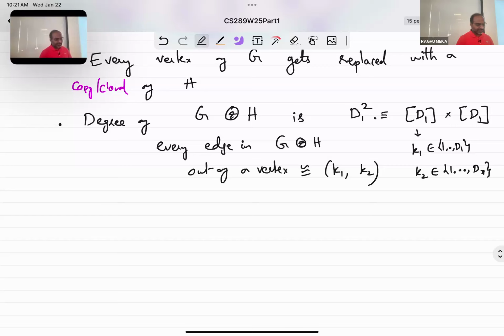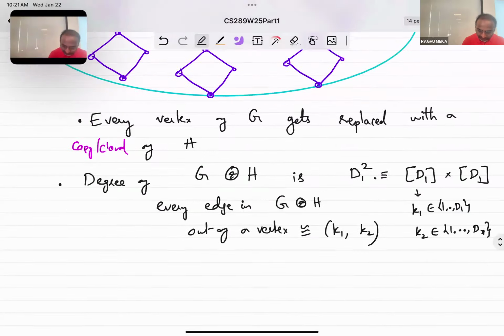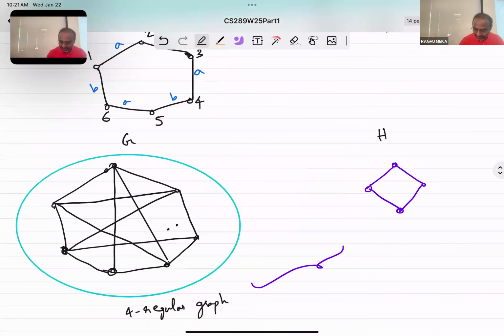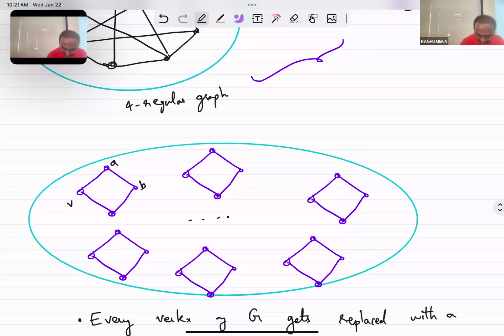So how do I define these edges? I'm going to label these vertices in this expanded cloud in a natural way, right? So first I'll say, maybe this corresponded to vertex V in my original graph G, and these are A, B, C, D, right? So the vertices in the new graph, I can index them as saying, okay, they correspond to vertex V in G and vertex A in H, right?